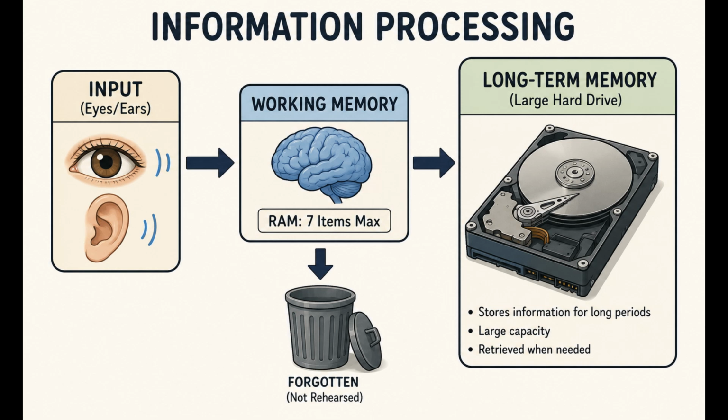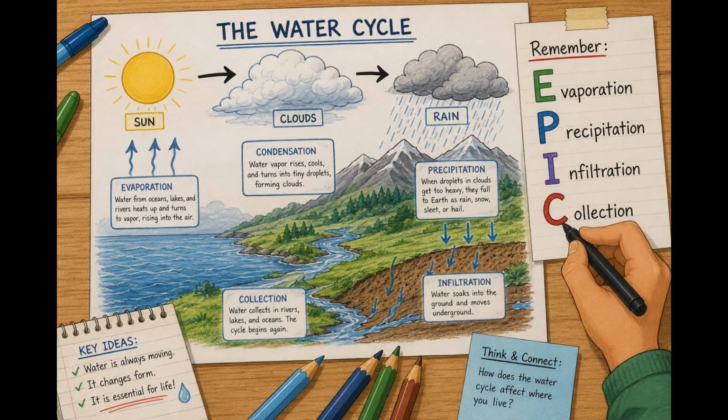But here's the catch. Our working memory is tiny. We can only hold about 7 pieces of information at once. That's why chunking matters. Let me give you a real example. Imagine teaching the water cycle. A behaviorist might drill students with flashcards and reward correct answers. A cognitivist? They'd use a diagram, break it into stages, connect it to prior knowledge like rain and rivers, and teach memory tricks. Like EPIC for evaporation, precipitation, infiltration, collection.